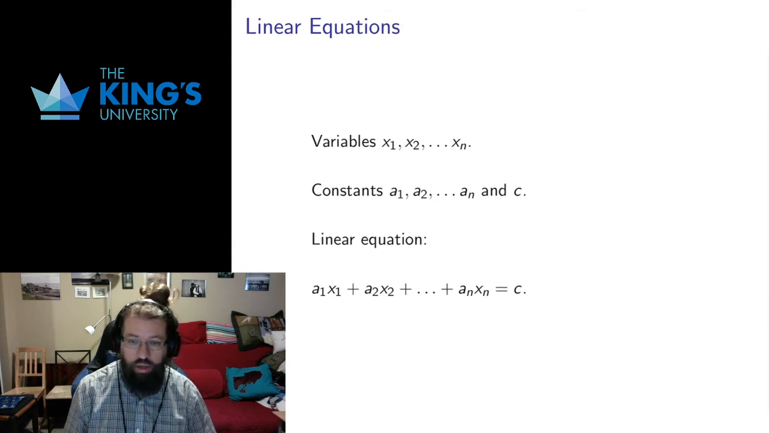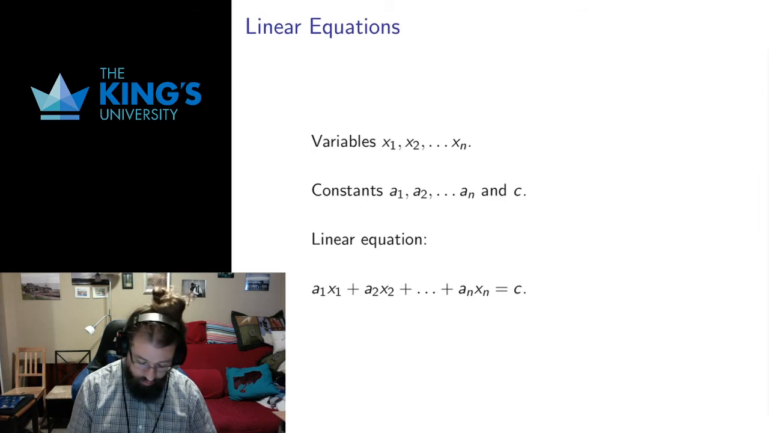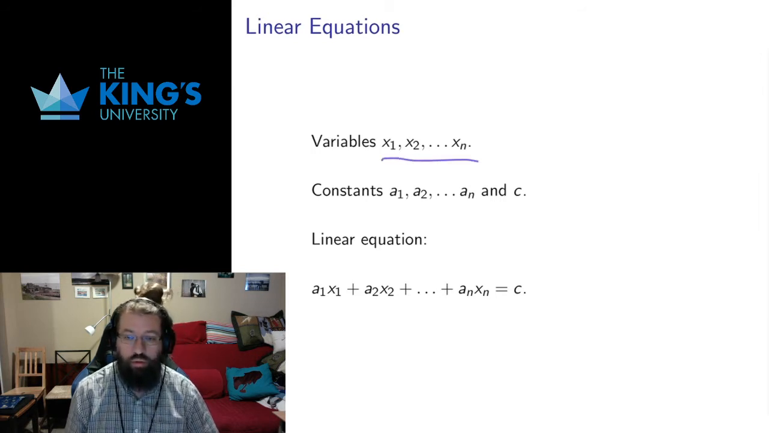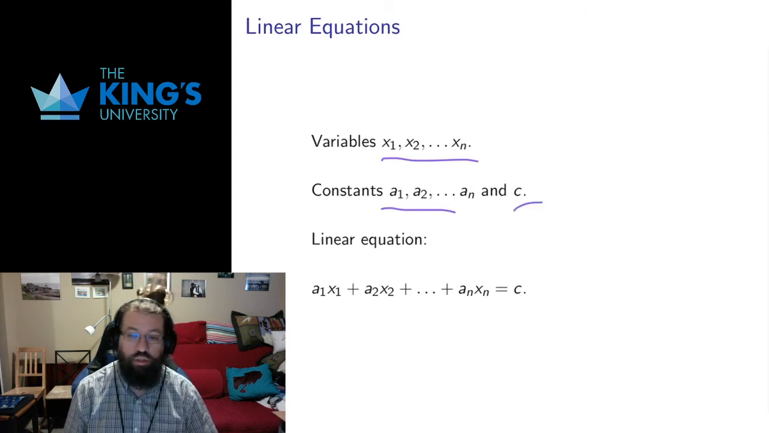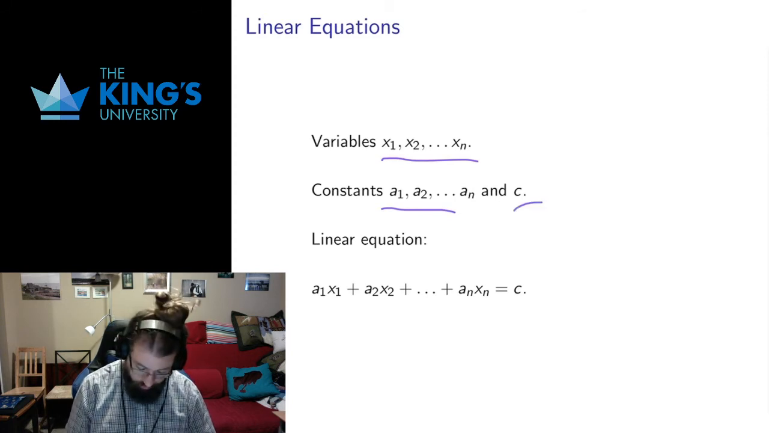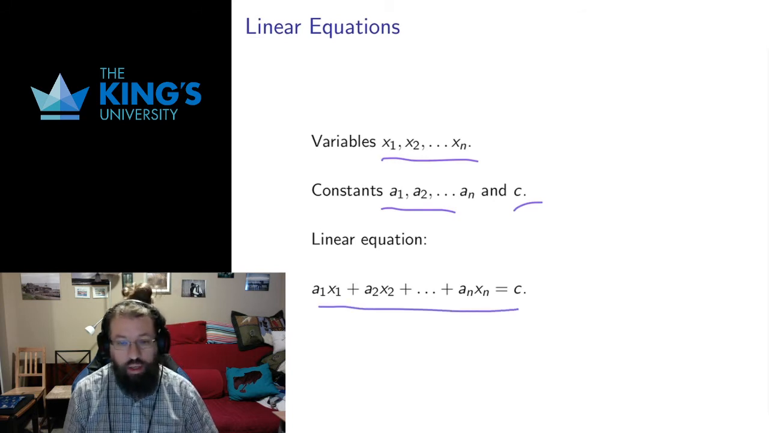So let me be very clear what I mean by a linear equation. If I have some variables, I think of them as coordinates in Rn. I have some constants numbered by the variables and also an additional constant c. Then a linear equation is something I get by doing the things that are linear, multiplying by constants and adding together and making equal to a constant.